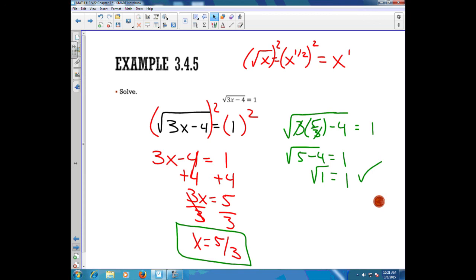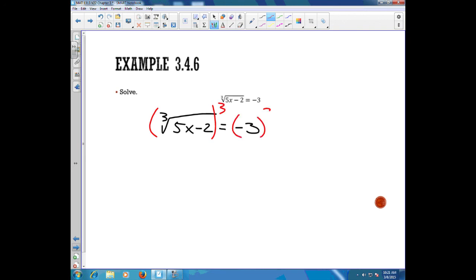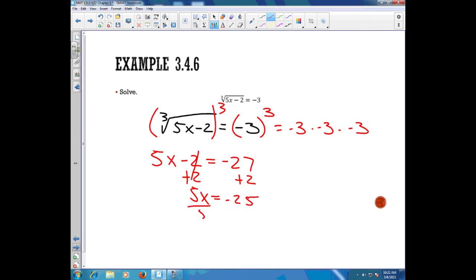Let's try another example. Now we have the cube root of 5x minus 2 is equal to negative 3. And so to get rid of the cube root, we have to cube both sides. So the cube root of 5x minus 2 cubed, this side is just going to get rid of the root, and we're left with 5x minus 2. But on the right-hand side, negative 3 cubed is negative 3 times negative 3 times negative 3, which is negative 27. Now we add 2 to both sides. We get 5x is equal to negative 25. Divide by 5 and you get x equals negative 5.